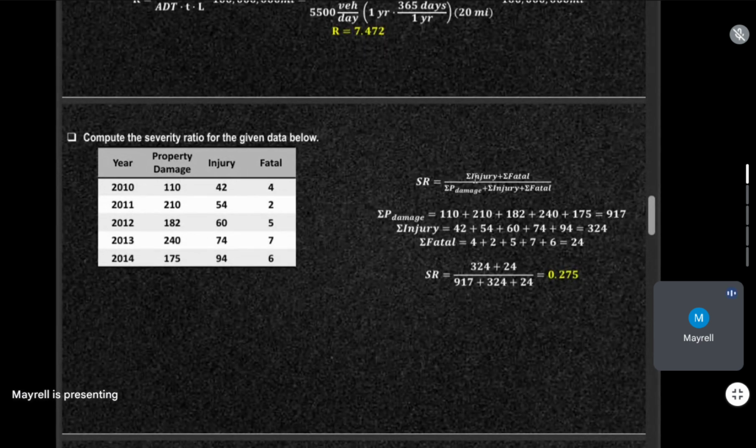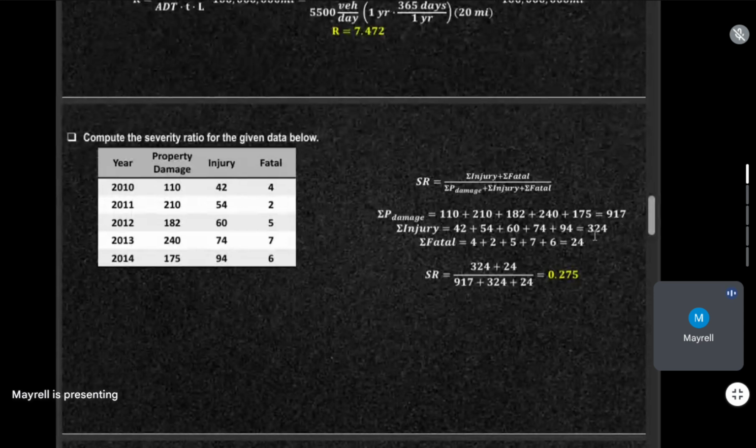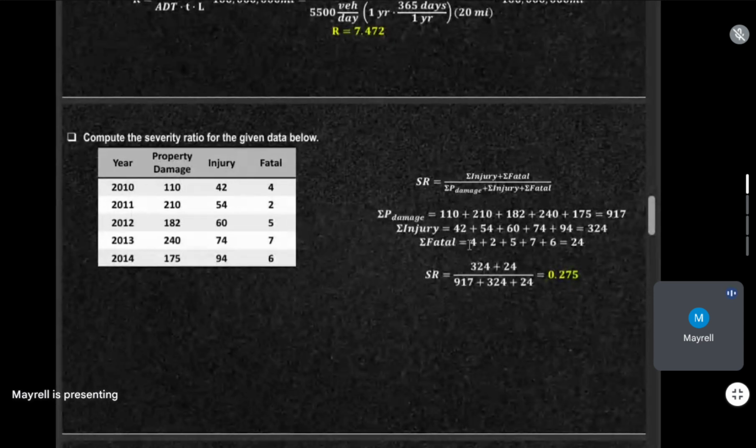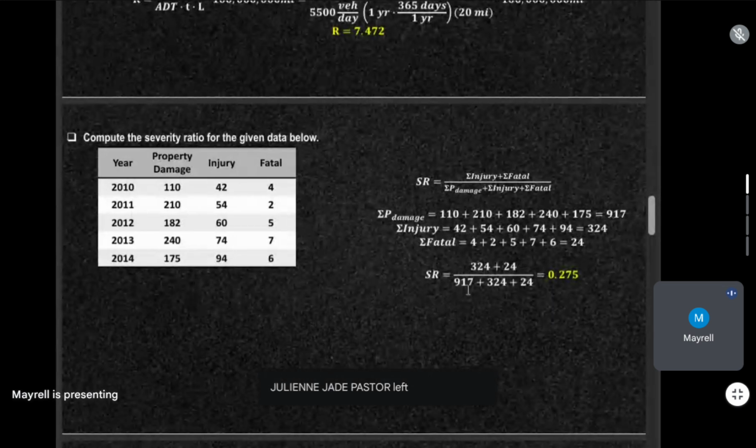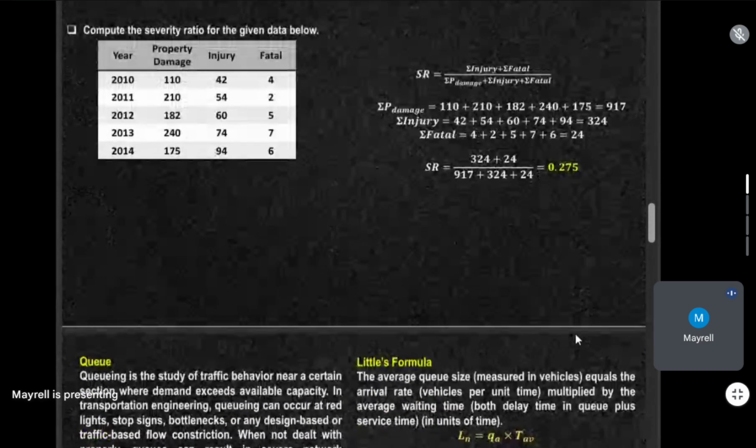Okay, so that measures how severe the injuries or fatalities are. It doesn't include the property damage, so that's the severity ratio. Sum up the property damage, so it's 917. Summation of injury, 324. Summation of fatalities, 24. So the severity ratio, 324 plus 24 over 917 plus 324 plus 24. So your severity ratio is 0.275. Okay.